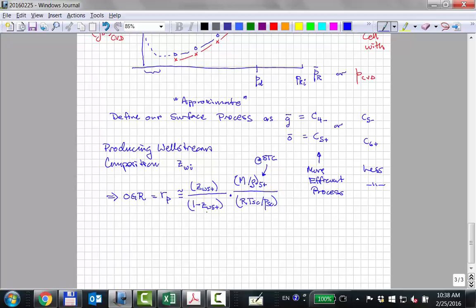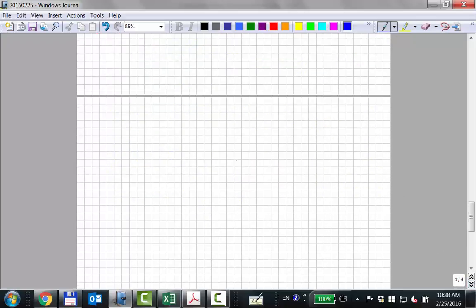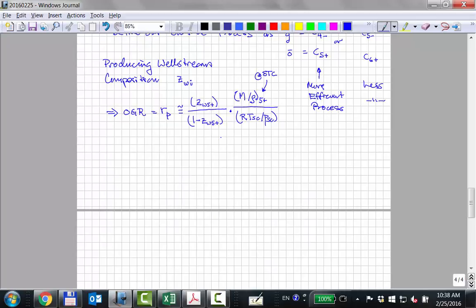And so what you see is that this thing here is more or less constant during depletion. It's not quite right, but it's not a bad assumption. More or less constant during depletion. So if you can just find that initial number, you can use it.